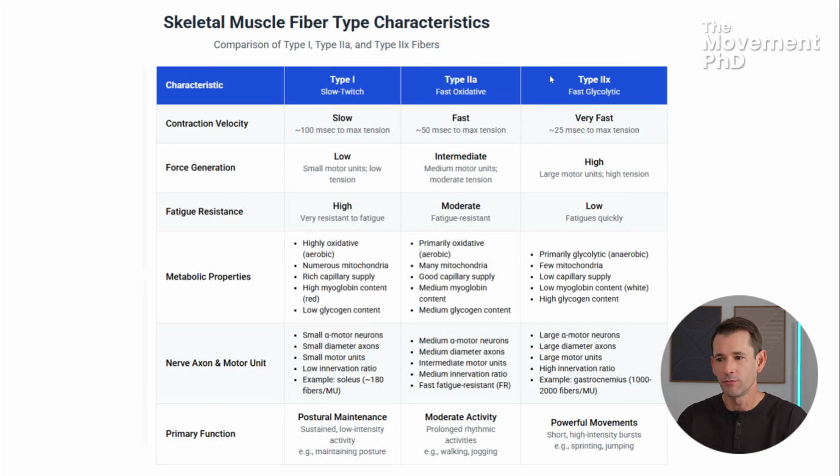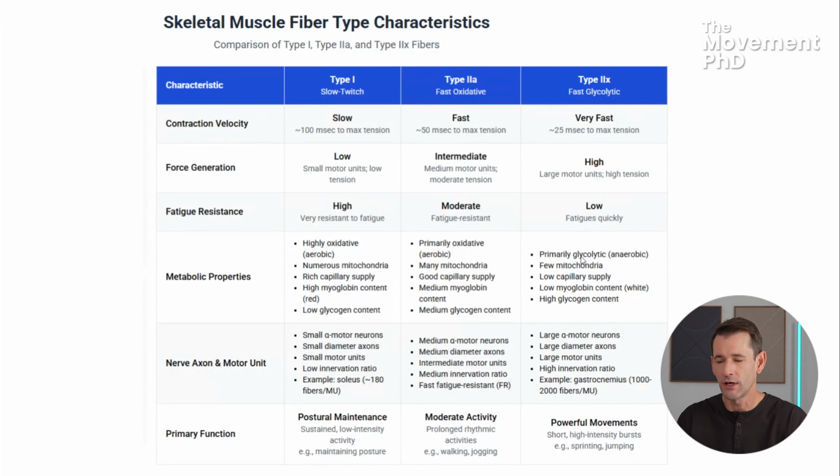Let's jump to the fastest twitch next, and then we'll come back to our intermediate. Our type 2X, or our fast glycolytic fibers, are very fast to peak tension, about 4 times faster than your type 1 fibers, approximately 25 milliseconds. They have large force generating capabilities. These have huge motor units, and they can develop lots of tension, but they run out of energy quickly. So they have low fatigue resistance here. So they're going to fatigue quite quickly.